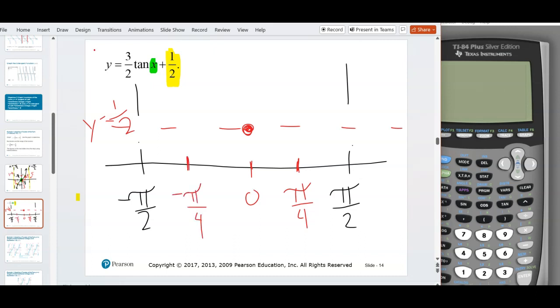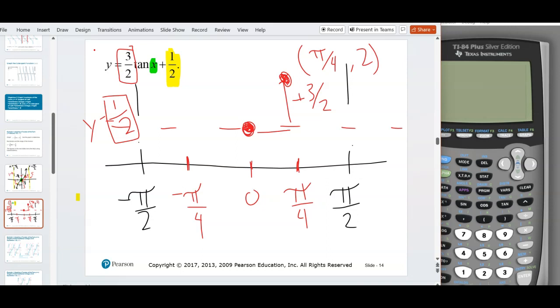Now from that midline intercept at 0, we go to the right pi over 4, and we went up by 1 before, but now we're going to go up by 3/2 or 1.5. So we're going to add 3/2 to the output that it currently is, which is a half. Adding 3/2 to a half is 4/2 or 2. So that point is going to be at pi over 4, 2.